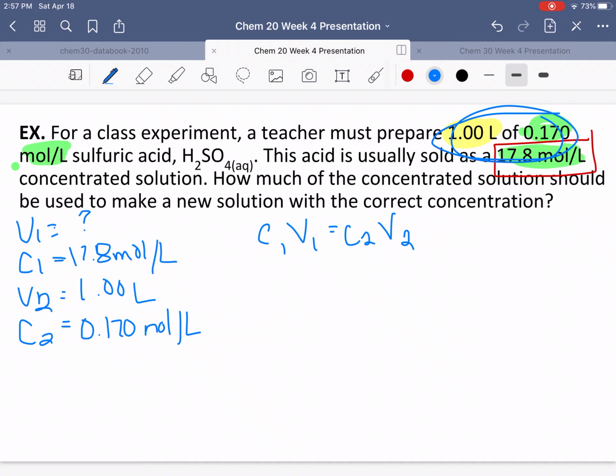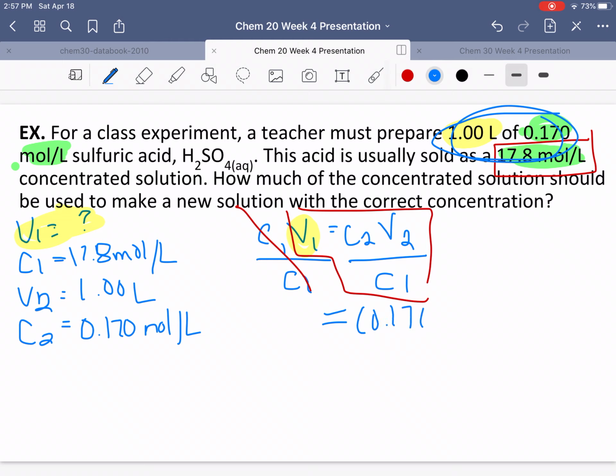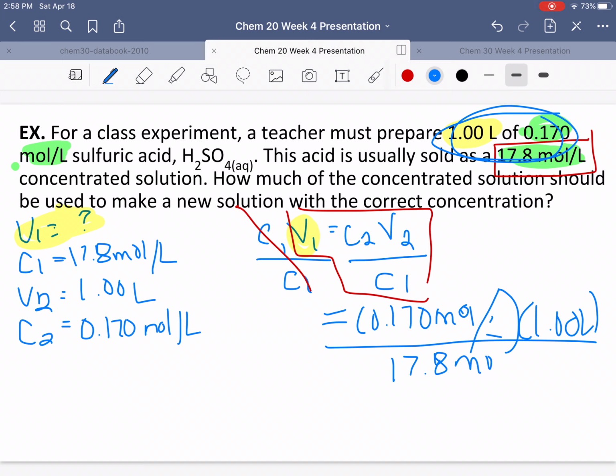All right, so goal here is to figure out what V1 is. So we're trying to isolate this V1, work through the process, get rid of the C1, so divide it out on both sides. It cancels out here. Here is the formula to use. Always do that carefully. If you mess it up, then your numbers aren't going to work and you're suddenly taking an easy question and getting wrong answers. 0.170 moles per liter times the volume V2, 1.00 liters. That whole thing is going to be divided by C1, 17.8 moles per liter.